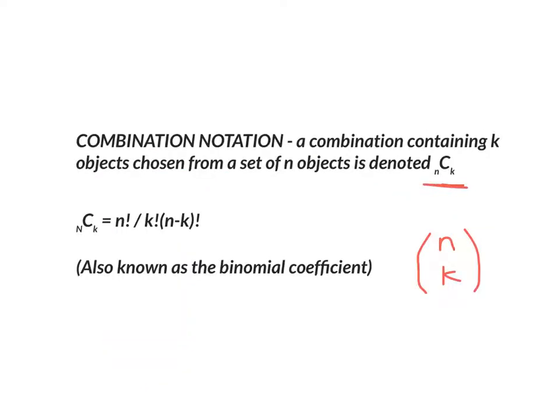Okay, combination notation: a combination containing k objects chosen from a set of n. So n is the bigger number. You're going to take k out of n. How many combinations can you do? That's the notation. All right, that's what we're going to punch in. Now your calculator is actually doing this right here. Just do n factorial, the big number, over k factorial times n minus k factorial. That's a lot of factorials there.